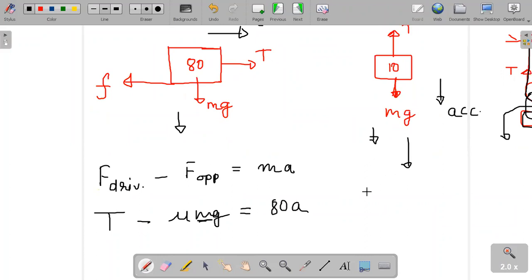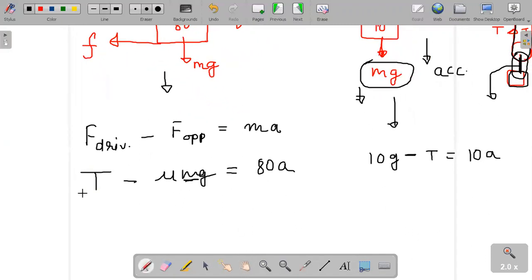For this block, what is the driving force? 10 into g. What is the opposing force? Tension. And acceleration will be, minus T, that is m into a, 10 into a. Now if you see this question, there are two variables, T and A, and two equations, equation 1 and equation 2. दो equation हैं, दो variable हैं. You can find the value of A, the acceleration you have to find.